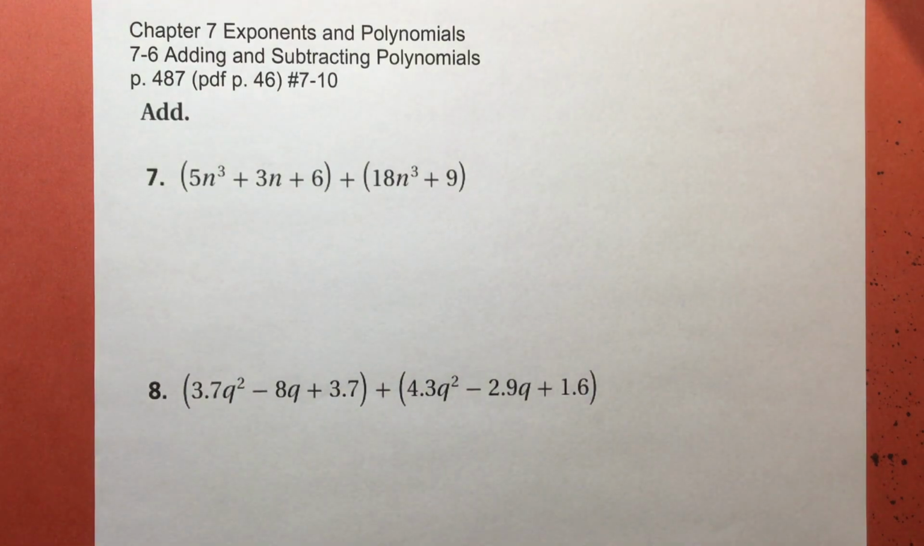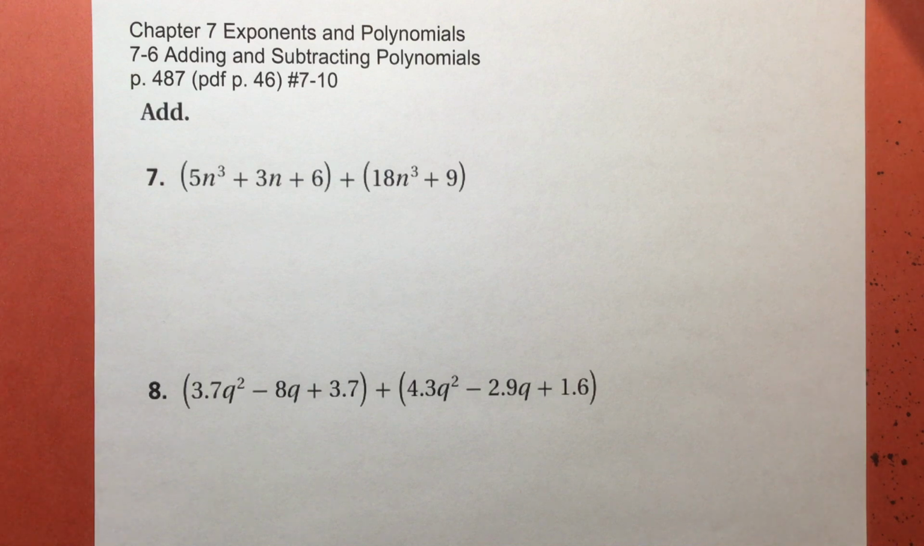Hello, we're working on Chapter 7, Section 6, Adding and Subtracting Polynomials. I'm on page 487, which if you're looking at the PDF on Schoology, it's page 46. We're going to do problems 7, 8, 9, and 10. We're going to add polynomials together.